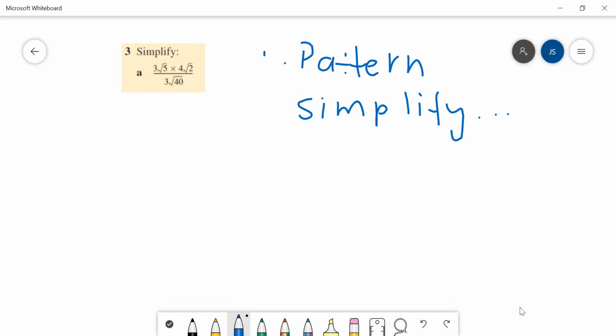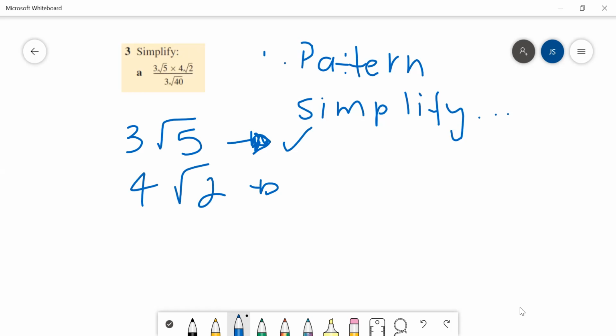If I look at the top number, 3 square root of 5, we need to ask ourselves, is that the simplest way we can possibly write it? So 3 square root of 5 is the simplest way, because you can't simplify square root of 5 any further. What about 4 square root of 2? That's the simplest way as well. But what about 3 square root of 40?